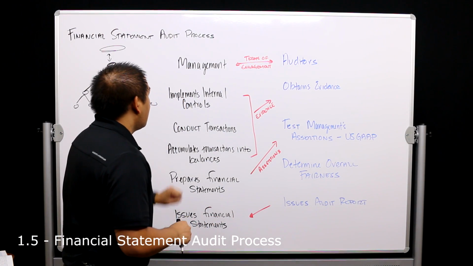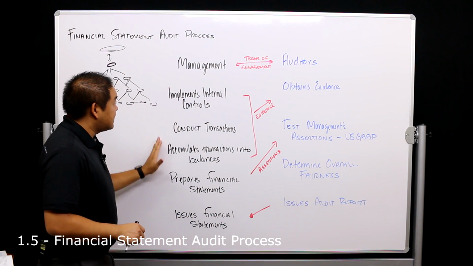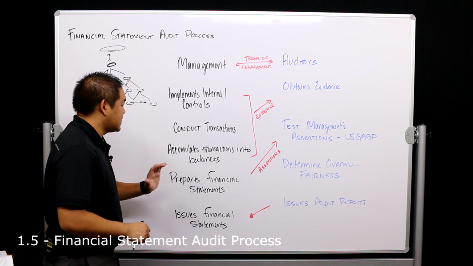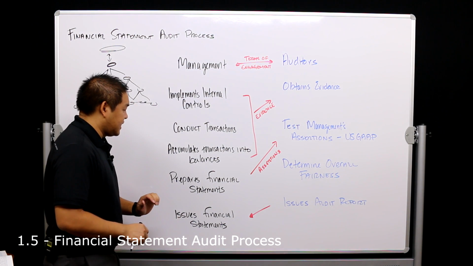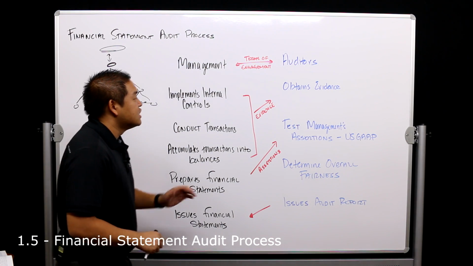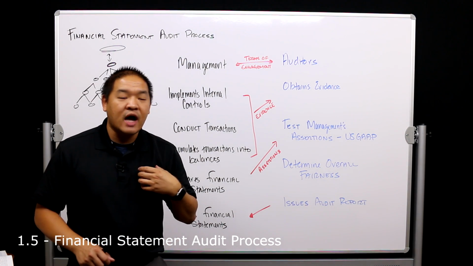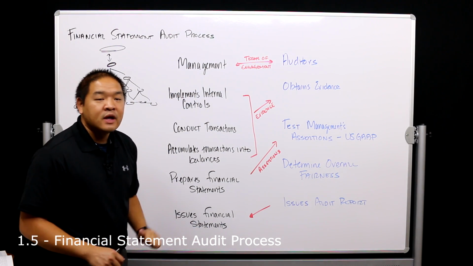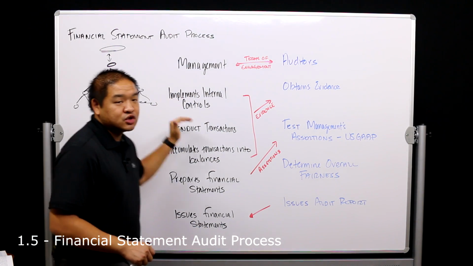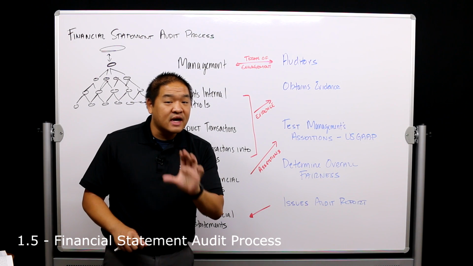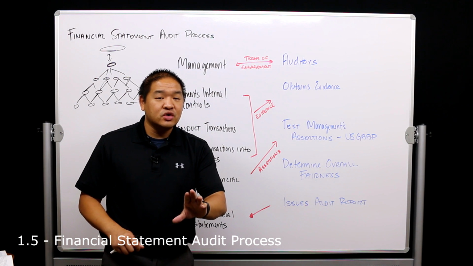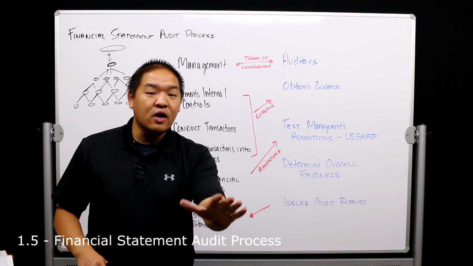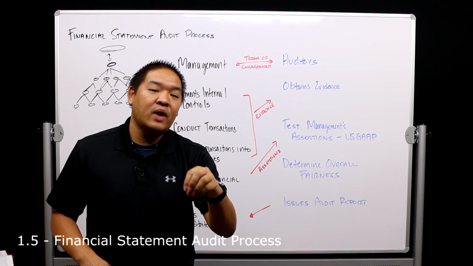Okay, so then we have all of these things here that management's doing. They're implementing internal controls, they're conducting transactions, and they're accumulating transactions into balances. So us as auditors, our first job is to obtain evidence on all three things here. Now, the first thing that we do is we look at internal control. And we'll talk a lot about this later on, but we look at internal controls to see if we can rely on their controls.